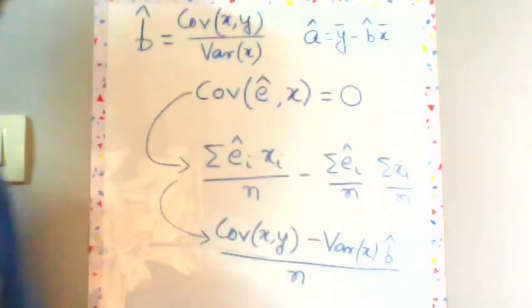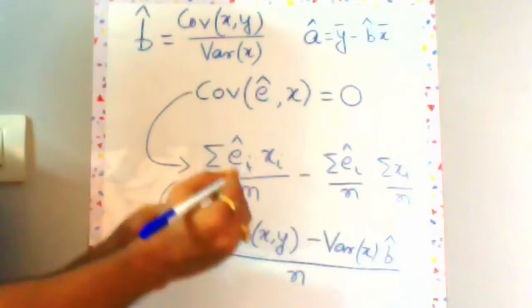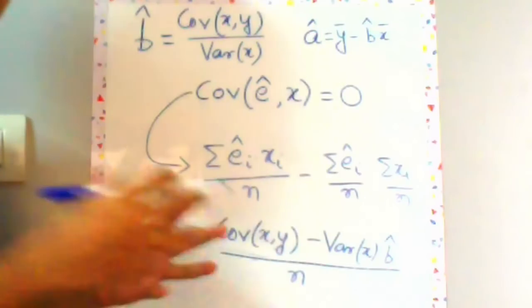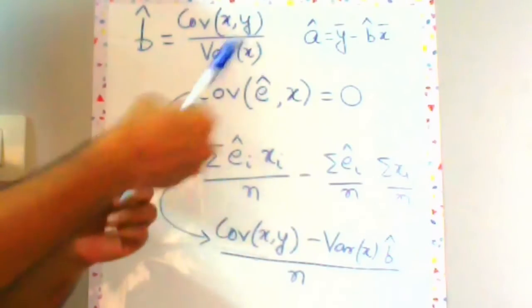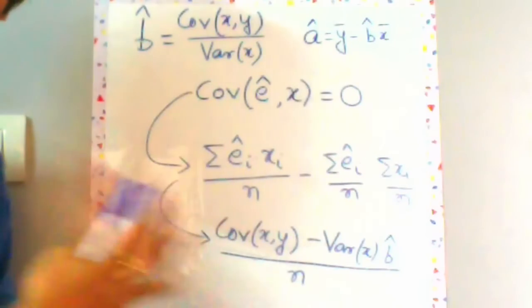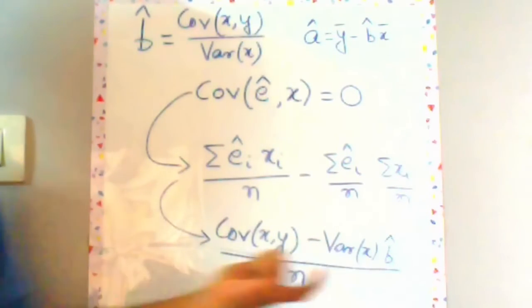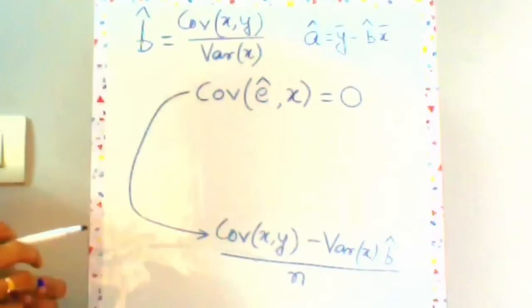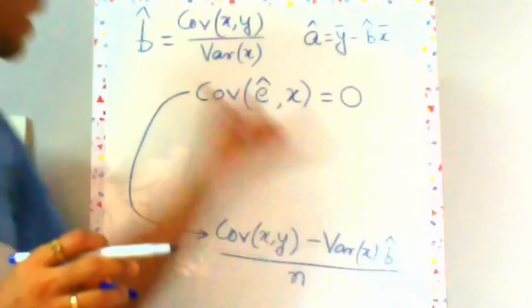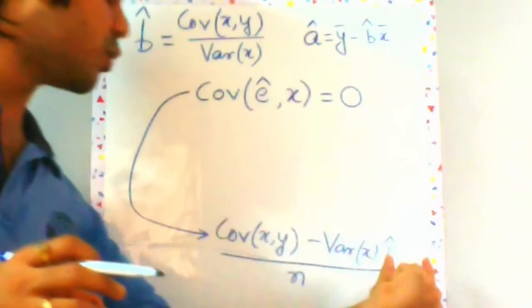Now I got this upon just expanding this. I have substituted the value of residual ei as y minus a hat minus b hat xi, and then just do a bit of multiplication. Few terms will be cancelled out, and you know what is variance and covariance. And then after this, you know that b hat is this quantity. So let's just plug in b hat from here to here.